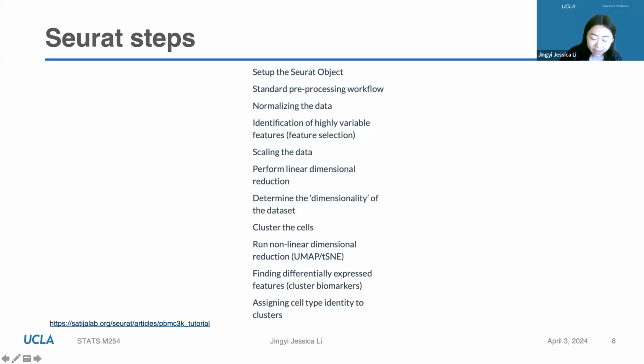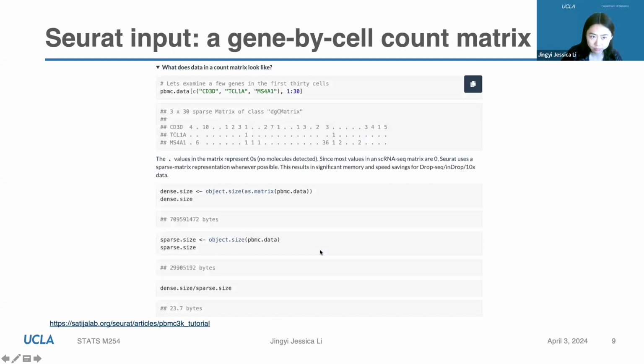And based on the clusters, not the visualization, you will just use the visualization for visualization, not for any downstream analysis. So going back to the clusters, you want to find differentially expressed features, the cluster markers. Finally, given the cluster markers, you assign a cell type identity to clusters. So these are all the steps we will cover this quarter.